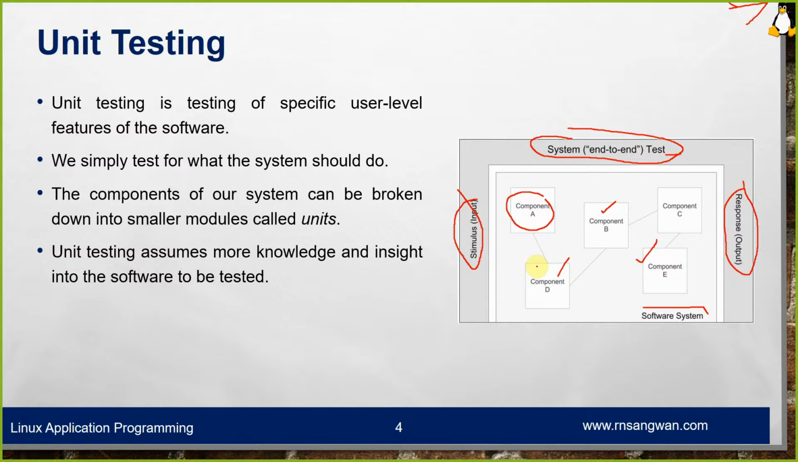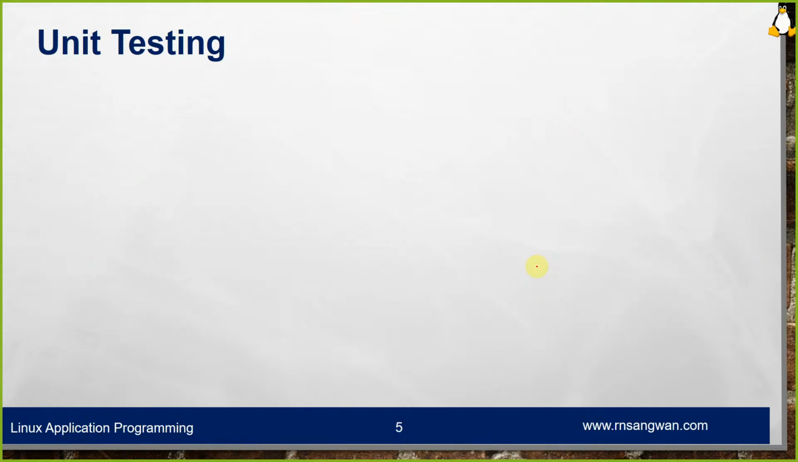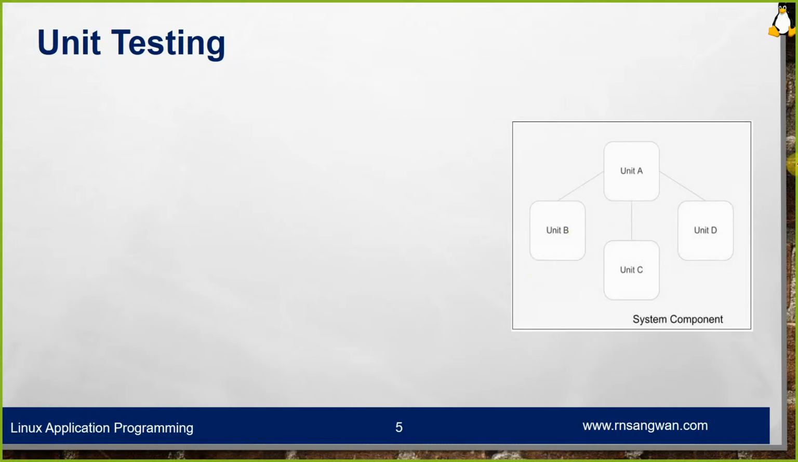Whereas the unit testing, the testing of the units themselves, requires the knowledge of the unit, knowledge of the module, knowledge of the software, knowledge of the development methodology you used. So unit testing assumes more knowledge and insight into the software to be tested. So unit tests address units of a software system, and therefore address internal behavior of the system, and you get down to the level of units, meaning the functions. So this is unit A, unit B, unit C I was referring to, which make the entire system.